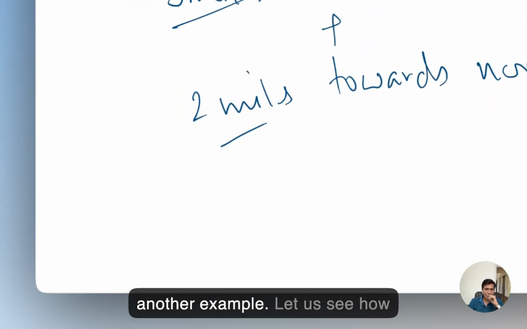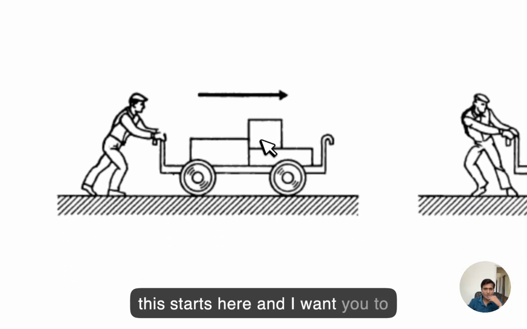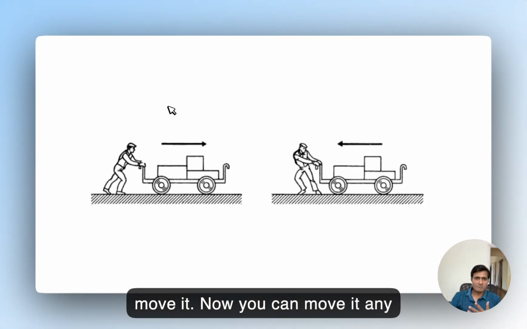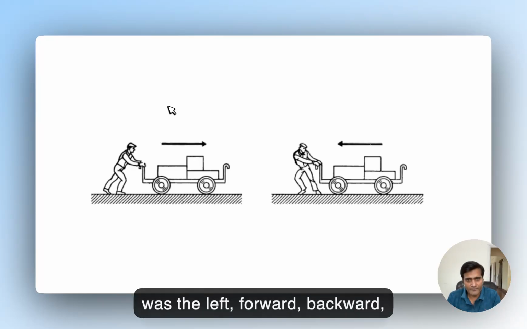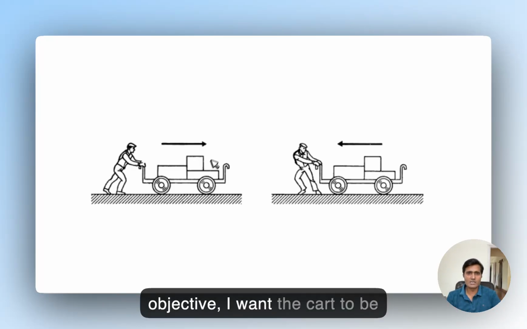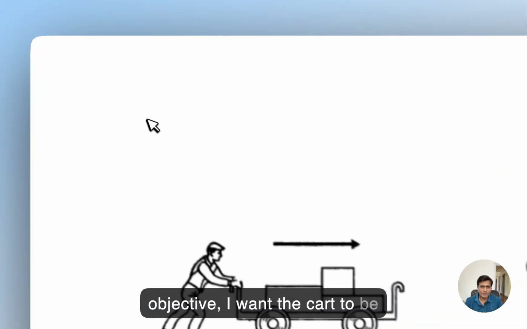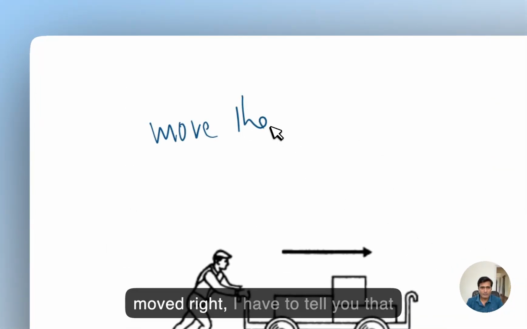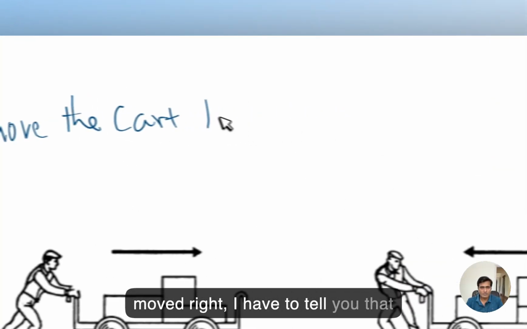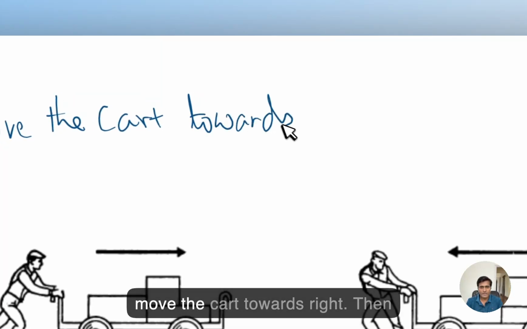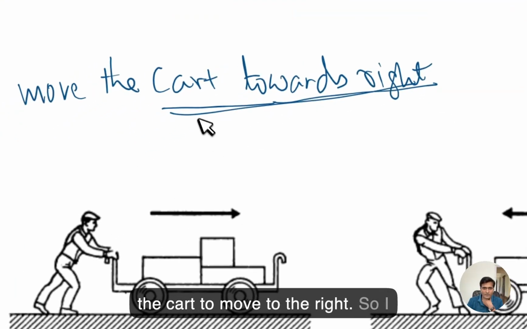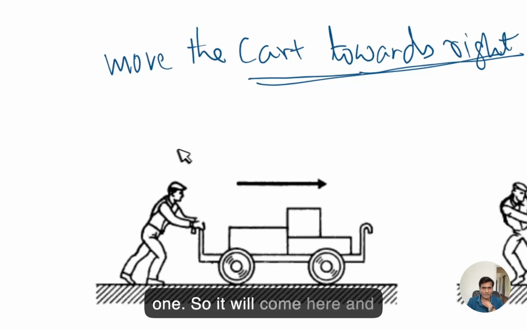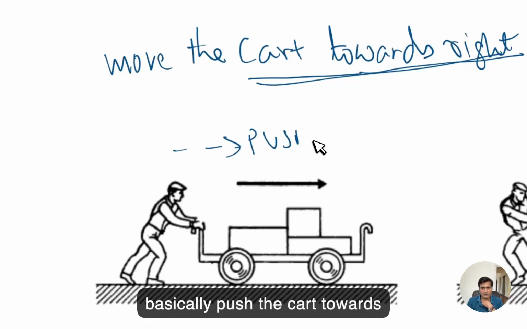Let's take another example. Let's say we have this cart here and I want you to move it. Right now, you can move it any way you like: towards the right, towards the left, forward, backward, whatever way. But if I have an objective, and I want the cart to be moved right, I have to tell you to move the cart towards the right. Then I can get my work done. So I want the cart to move towards the right, so I have to tell you to move the cart towards the right. So you have to come here and push the cart towards the right.